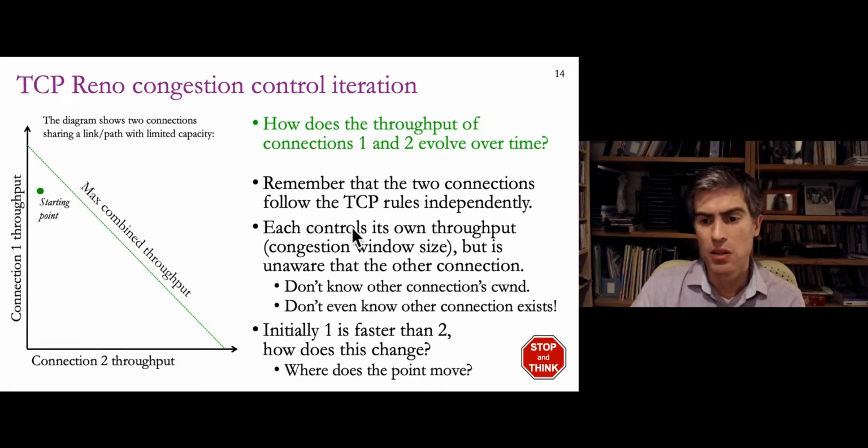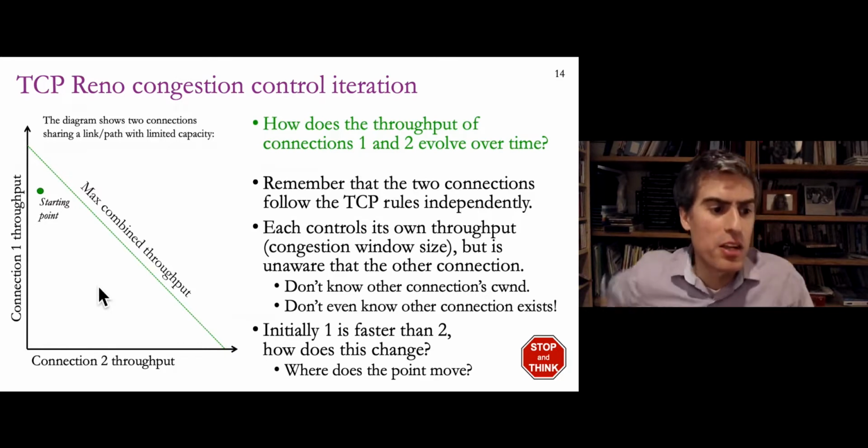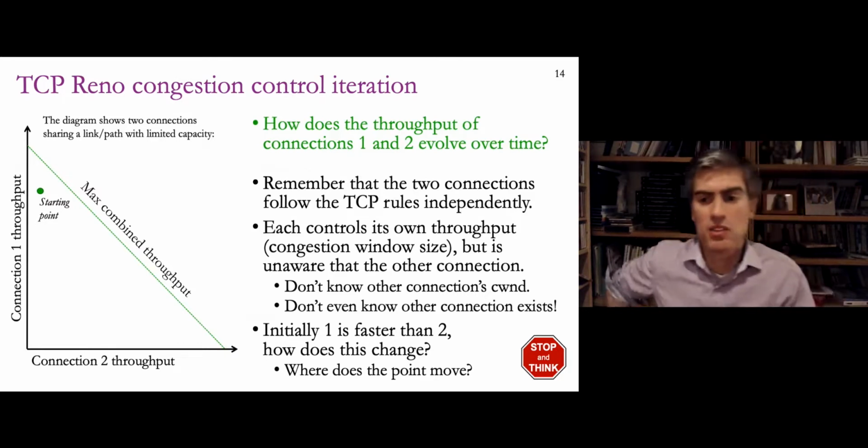Okay. So I want you to think about this. Where does this point move? How does the connection share evolve? Okay. Remember that these two connections are following the TCP rules independently. They're each independently looking for packet loss, and when they see it, they will adjust themselves. They don't even know that there's another connection on the network. They don't know that they're sharing anything. They just know that they have a connection and they're sending data.